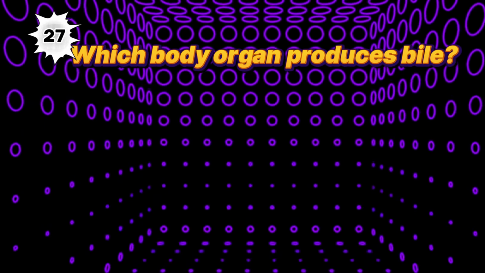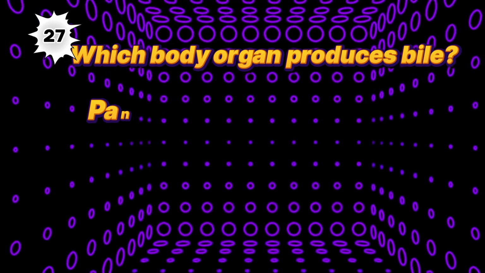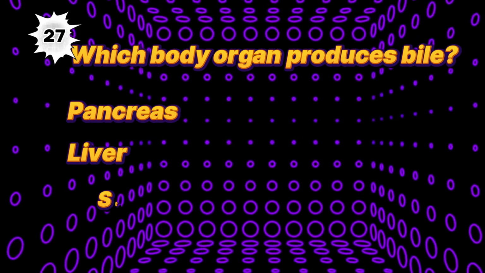About your body's digestive system. Which body organ produces bile? Choose wisely from these options: pancreas, liver, or stomach.